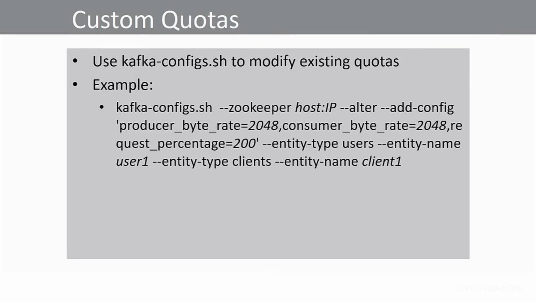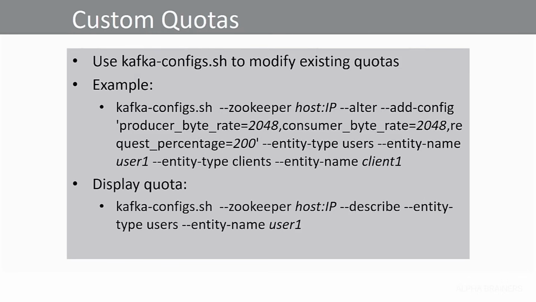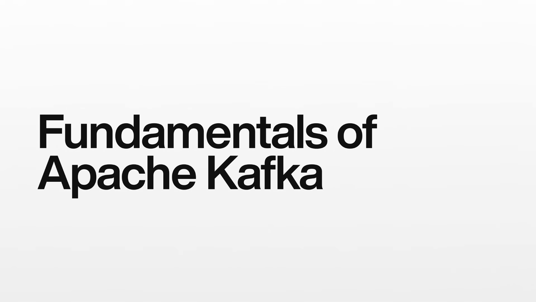ID is. If you want to display quotas, you can also use the --describe option for the kafka-configs.sh script. And then again, you can use the entity type and either use users or clients to specify if you want to see a quota for a specific consumer or a consumer group, and then give the entity name that's associated with that consumer or consumer group.